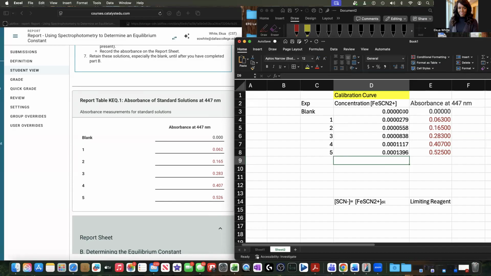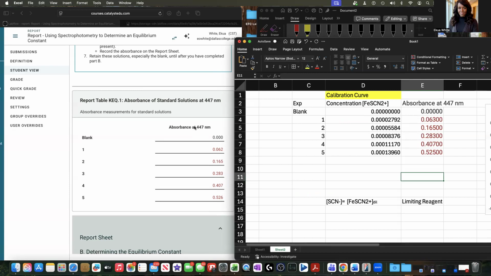558,279. I feel like I need one decimal place to make sure I have all the numbers, right? Let me add one more. Okay: 2792, 5584, 8376, 1117, 1396. Okay, I feel a lot better now.